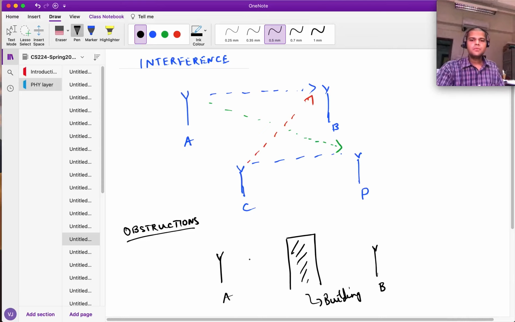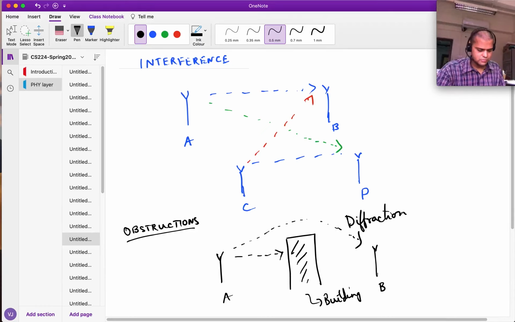So how is this going to affect the signal? Well, clearly the signal that's going here might be completely absorbed by the building. But sometimes it may happen that you are actually able to communicate even when there is some obstacle in between. Luckily for us, some of the signal can go around. So diffraction helps us.